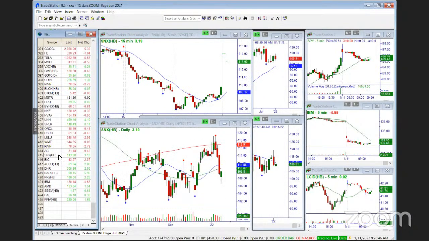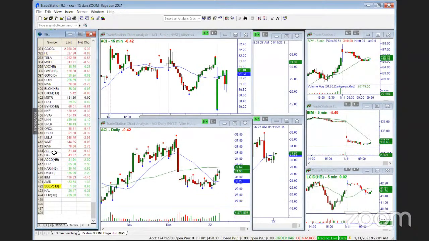SNX came down pretty hard, but possible. I don't like that this move down also started from a 180 breakout failure, so I'm just going to get rid of it. ACI, I think at earnings, gapping down, no pattern.